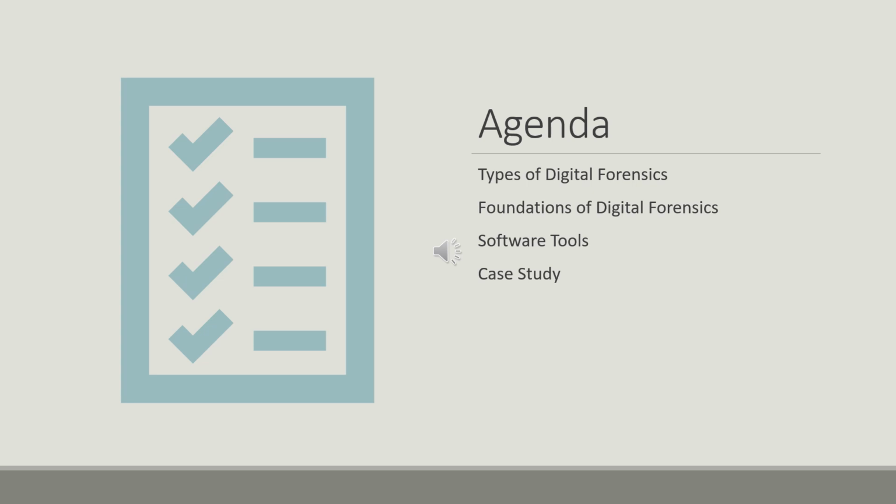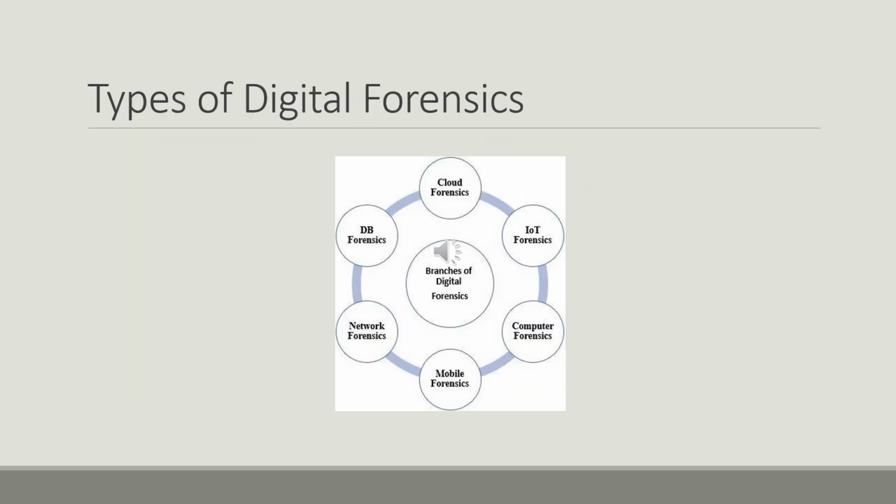The rise in technology has unfortunately also allowed cybercrimes to become more sophisticated. This makes digital forensics a very relevant topic as it can assist in catching a perpetrator or even prevent a crime from occurring altogether in some cases. During our time together, we will discuss the types of digital forensics, foundations of digital forensics, the software tools that are available today, and we will go over a real-life case study that occurred and digital forensics was used to assist in a conviction. There are several different types or branches of digital forensics.